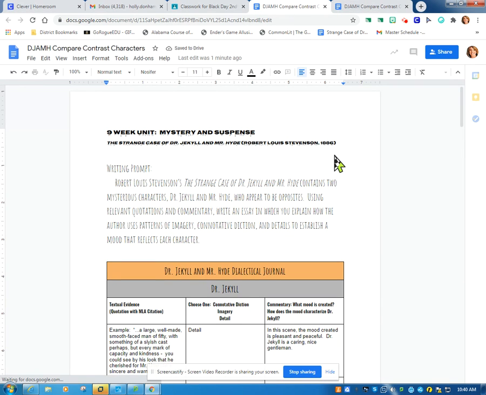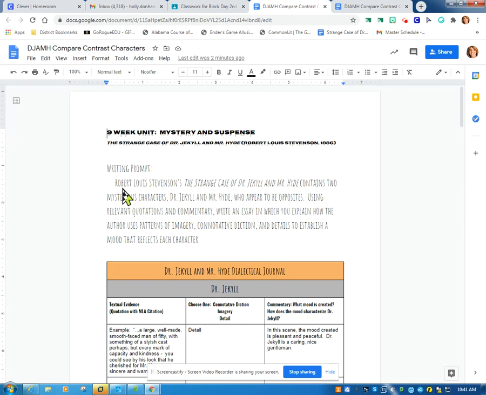So on the doc, let's just start at the top and read through the background information that's going to help us be successful in our pre-writing. Our unit is called Mystery and Suspense, The Strange Case of Dr. Jekyll and Mr. Hyde by Robert Louis Stevenson, 1886. The book was written in 1886.